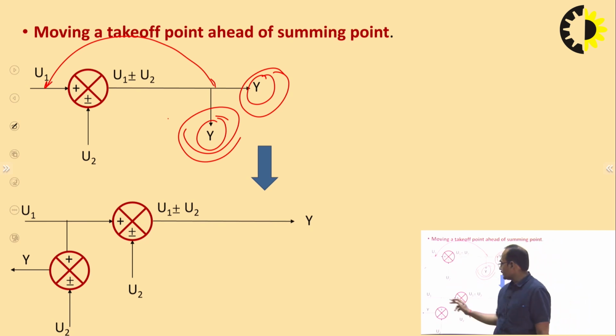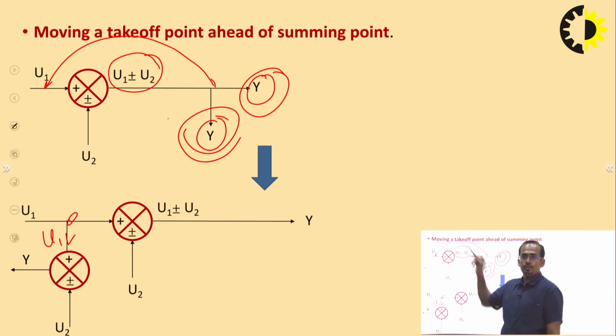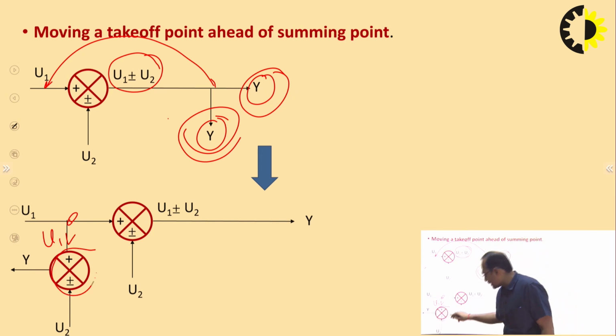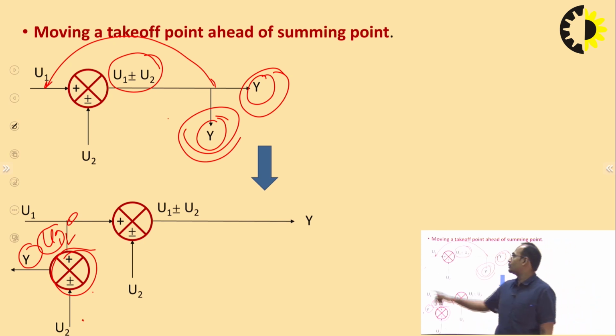Here if I shift this takeoff point, I will get only u1, but the required output is u1 plus minus u2. Then what do I have to do? I will add one more summing point with the input u2. If I apply the input u2 at this summing point, what will happen? It will add this input u2 with the input u1. Then the output of this summing point will be u1 plus minus u2.